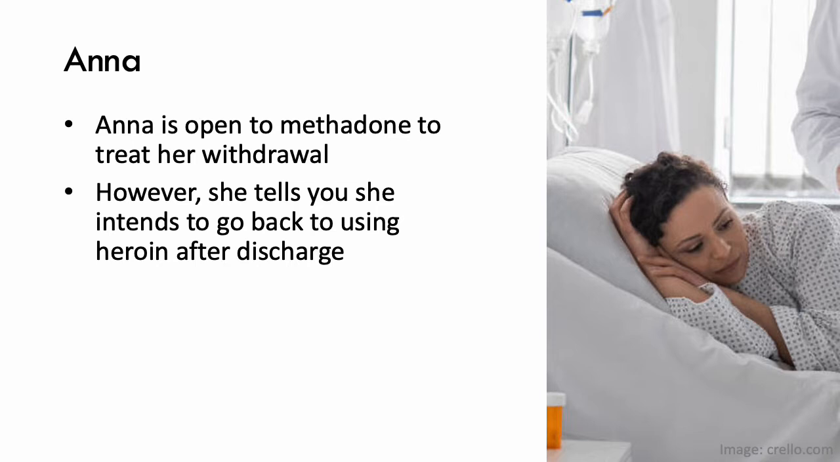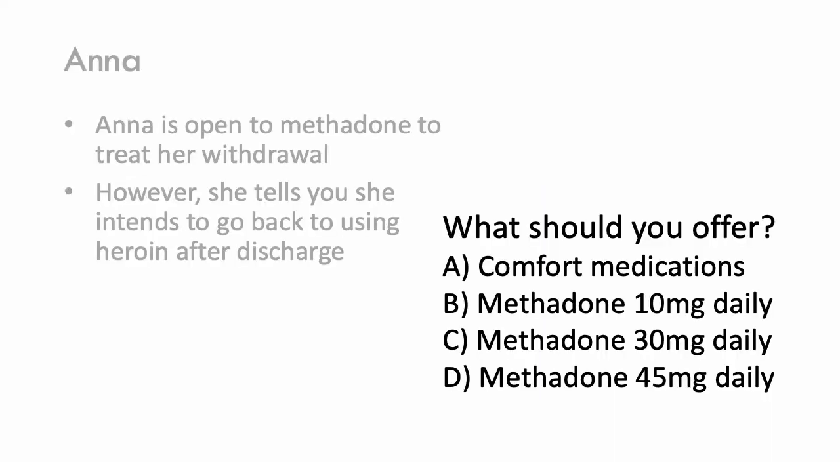Remember, she typically injects about 1 gram of heroin each day, which is a fairly average amount among people who use heroin, but also reflects a decent amount of opioid tolerance. So should you offer her comfort medications, methadone 10 milligrams a day, methadone 30 milligrams a day, or methadone 45 milligrams a day? What do you think?